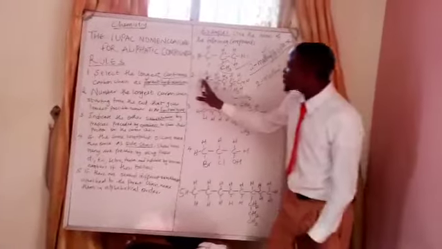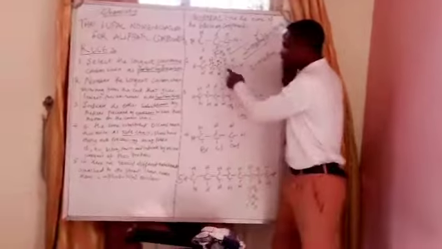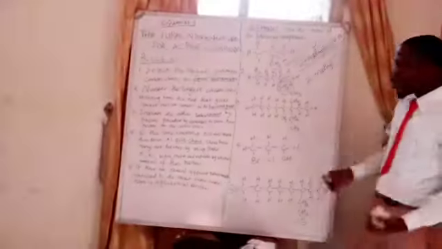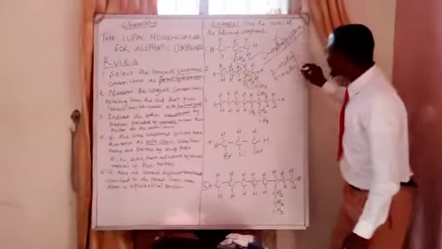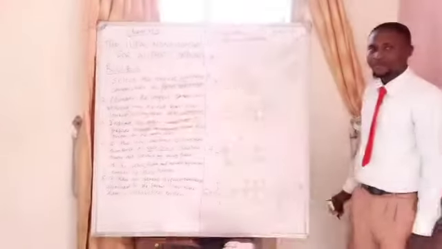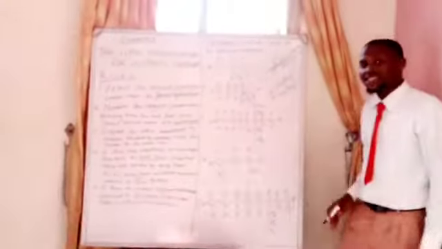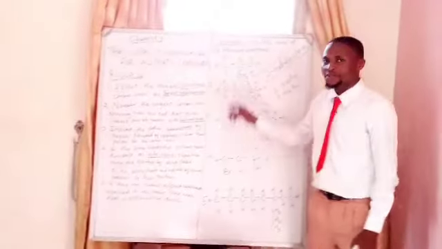If I count clockwise, 1, 2, 3, 4, this CH3 group will be on carbon number 4, so that will be 4-methyl. Both of these cannot be correct. I'm not done with the name. I have to write the parent name as well, the main chain. 1, 2, 3, 4, 5.